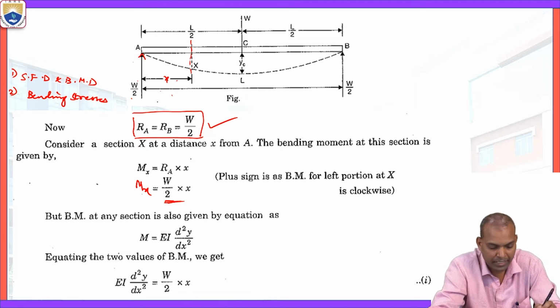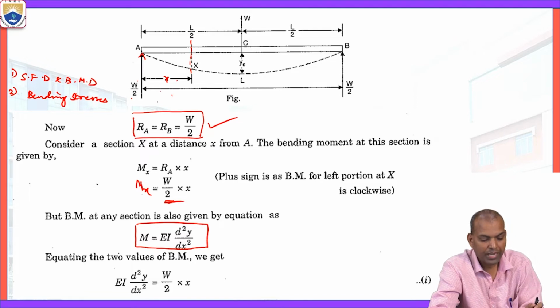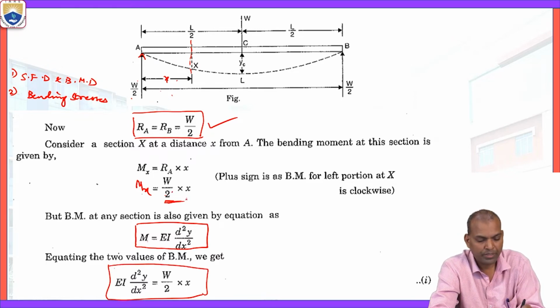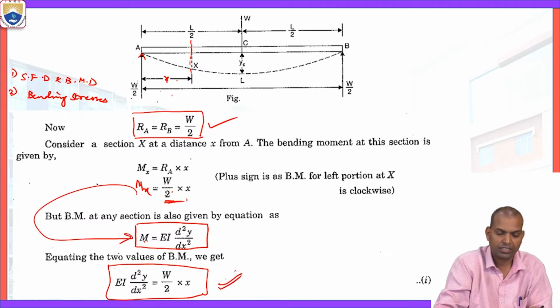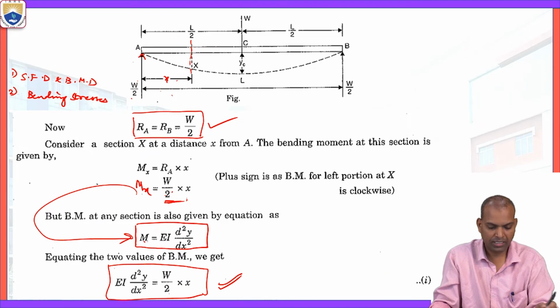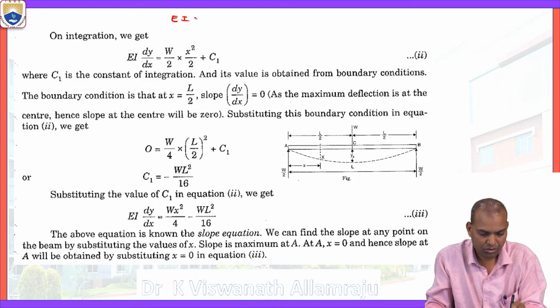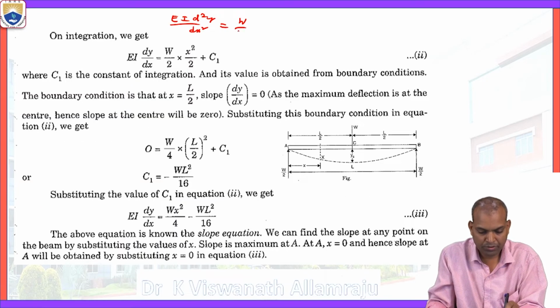But we know the bending moment at any section, the equation, that is M equal to EI times d square y by dx square. At x, Mx equal to W by 2 times x, equal to EI times d square y by dx square. Substitute here in the equation: W by 2 x equal to EI times d square y by dx square. So EI into d square y by dx square equal to W by 2 into x.